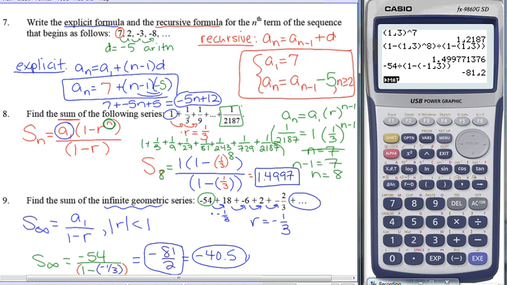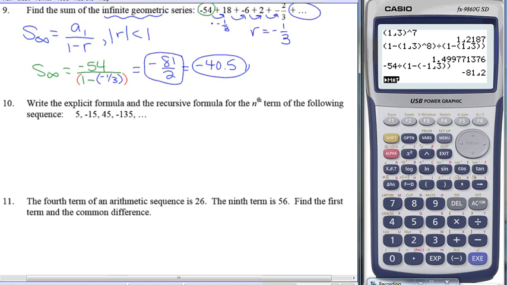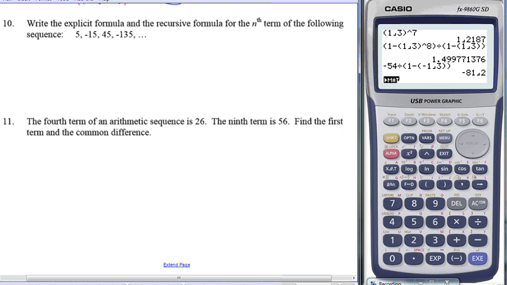So let's scroll down here to some later questions. Number 10 says write the explicit formula and the recursive formula for the nth term of the following sequence. And I'm starting out with 5 and then -15 and 45 and -135. So I need to find my pattern. What's my pattern? I'm multiplying by a -3 each time. So that means that this is geometric with a common ratio of -3.